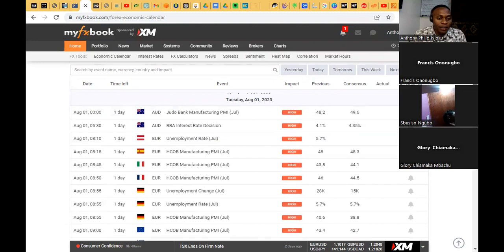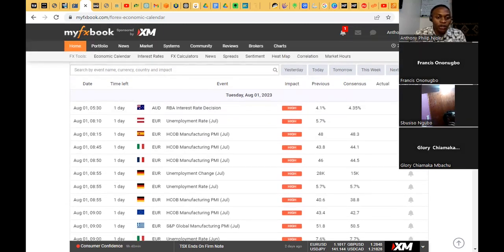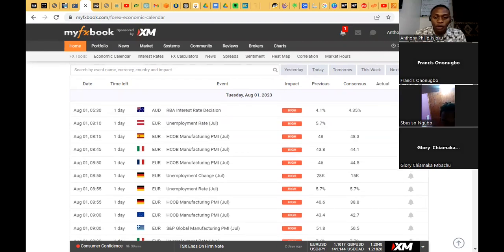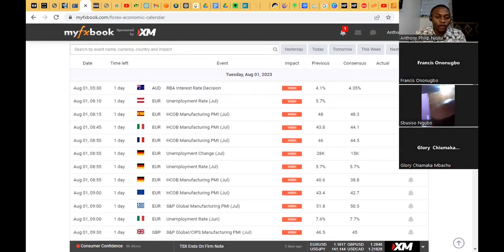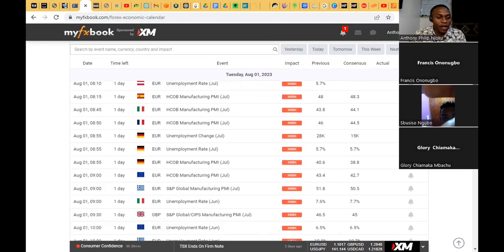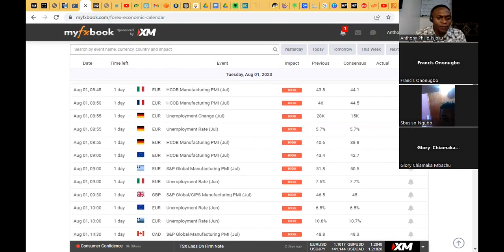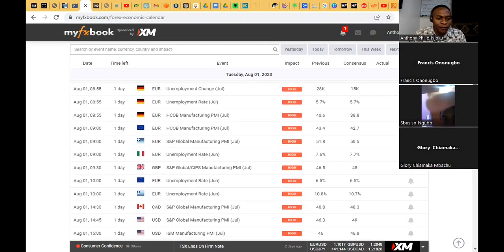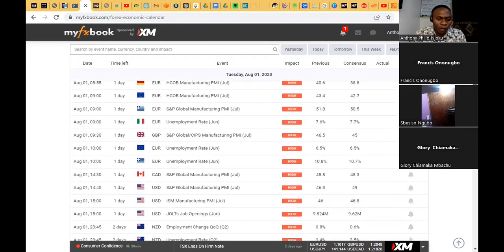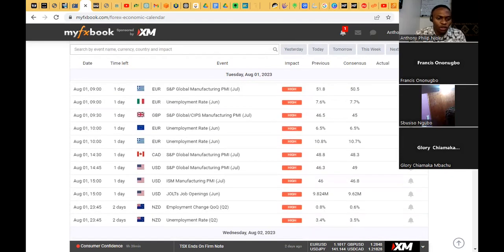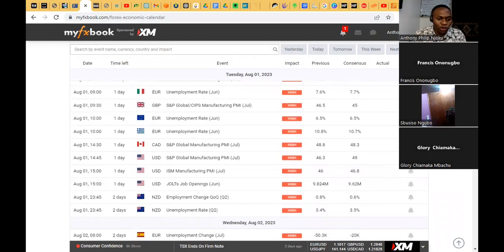Then the next is the early London session. We have the unemployment rate for the Euro. Unemployment rate is a very important high impact news event. We're watching out for it by 8:10 London session for the Euro pair. Then by 8:55, another unemployment change and unemployment rate, very, very important high impact news. So mainly unemployment news is what we're seeing on the London session that particular Tuesday.